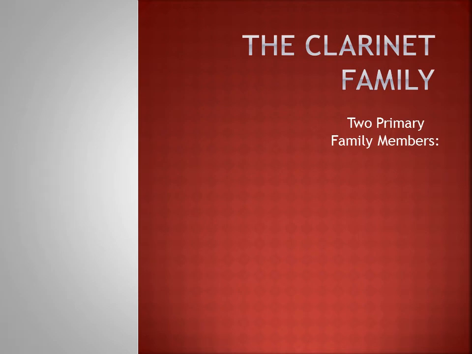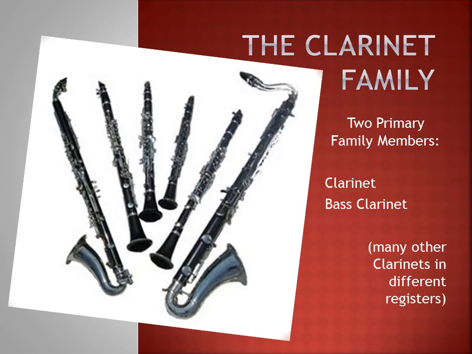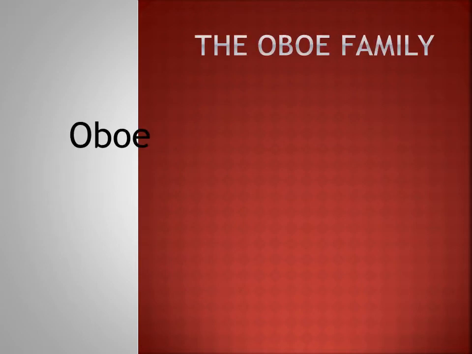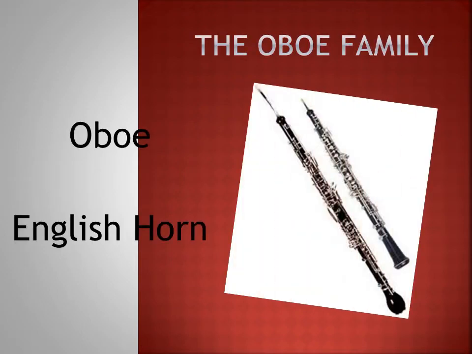The clarinet family has 2 primary family members, the clarinet and the bass clarinet. There are other clarinets, but those are the main 2. The next family is the oboe family. It is made up of the oboe and the English horn. The English horn is simply an instrument that is a little bit longer than the oboe, has a few more keys available to it, and has a wider, lower range. It has a much darker, melancholy sound than the actual oboe.